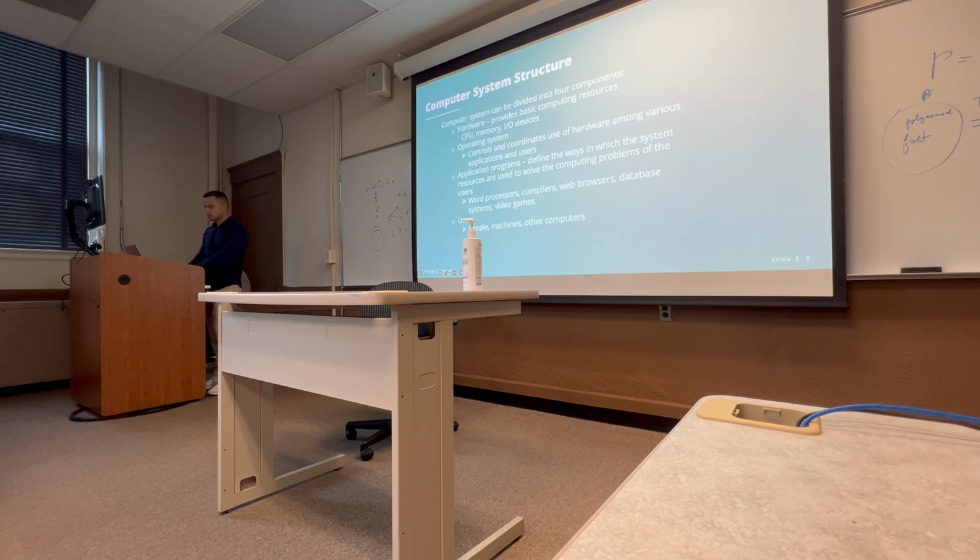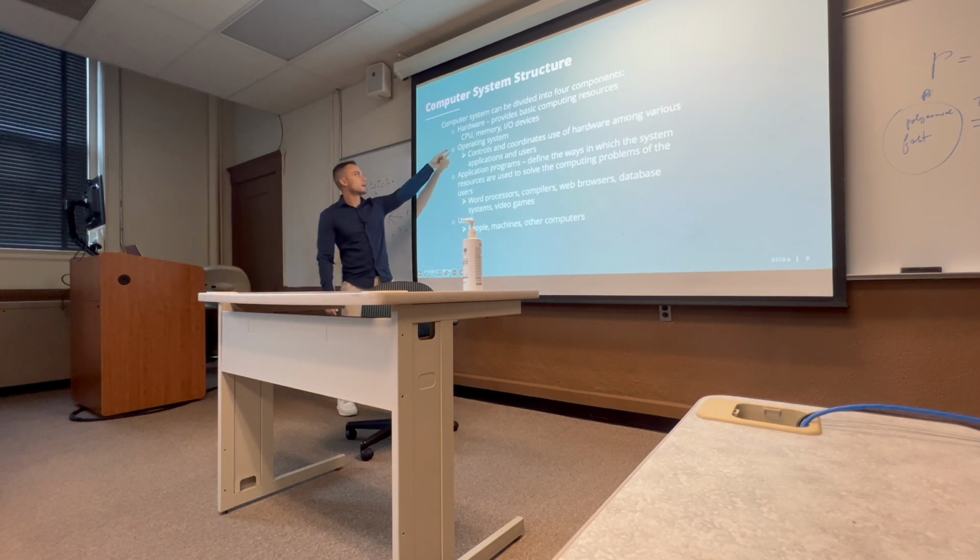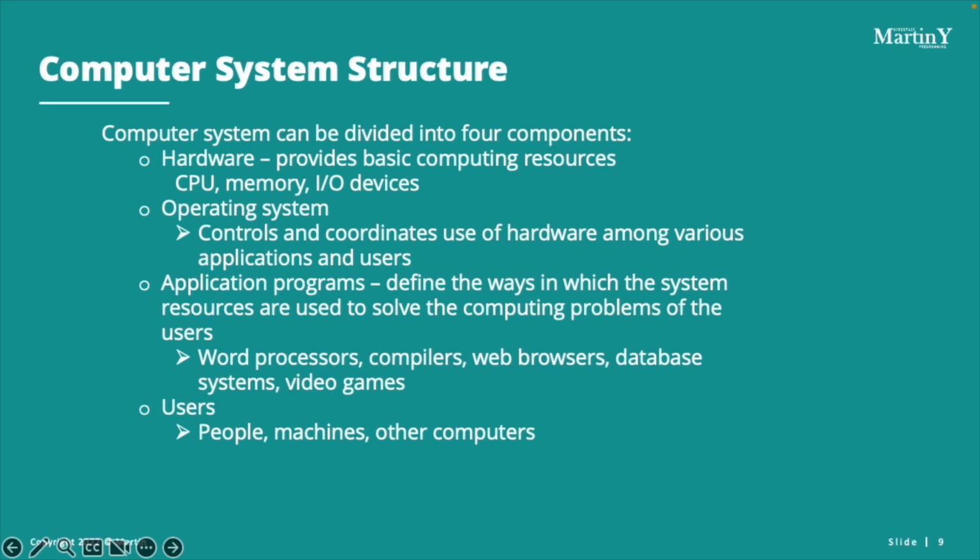Okay, so now here you can see a typical computer system structure. As we said, we have the hardware, the operating system, the application programs, and the users. Those are the four elements that build a complete computer system, and you need to make sure that all of those work together in order to have a good system that is liked by the users.